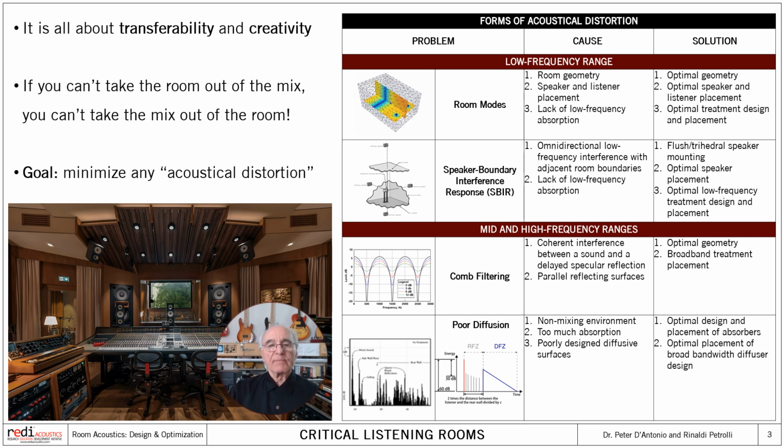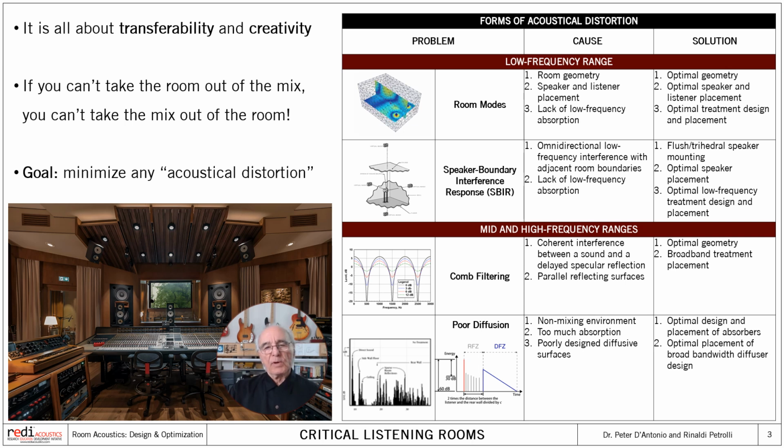Comb filtering results from coherent interference between a direct sound and an isolated reflection that creates interference patterns in the frequency response. It can be controlled with broad bandwidth absorption or reflection from a surface 8 or more times the wavelength of the lowest cancellation frequency.